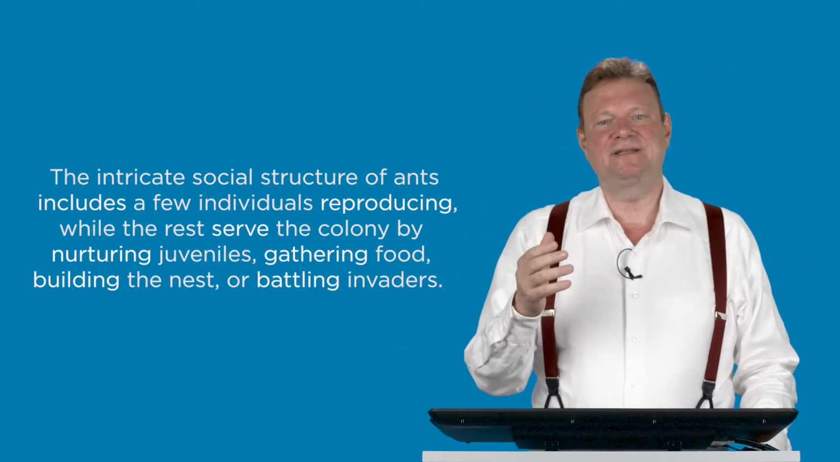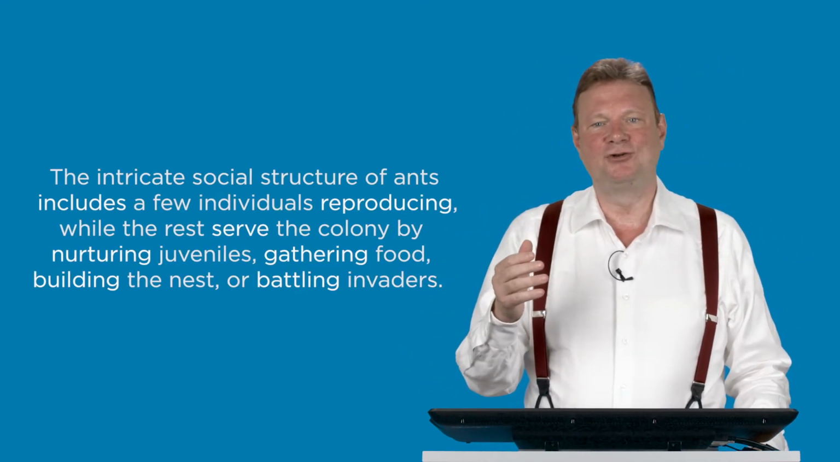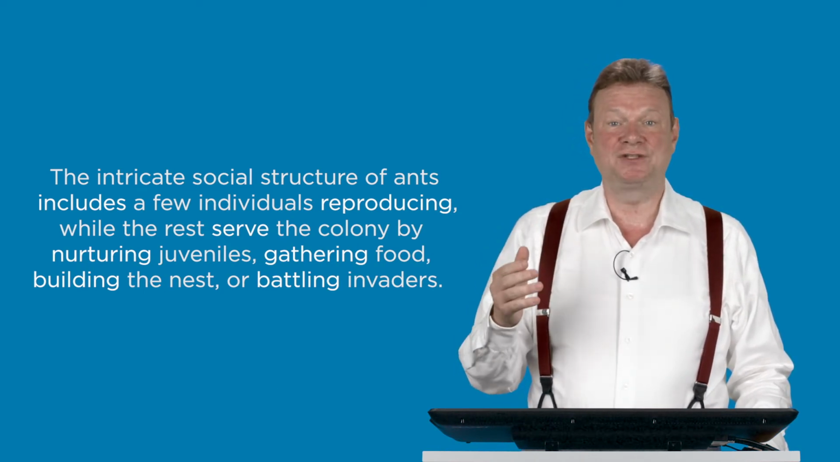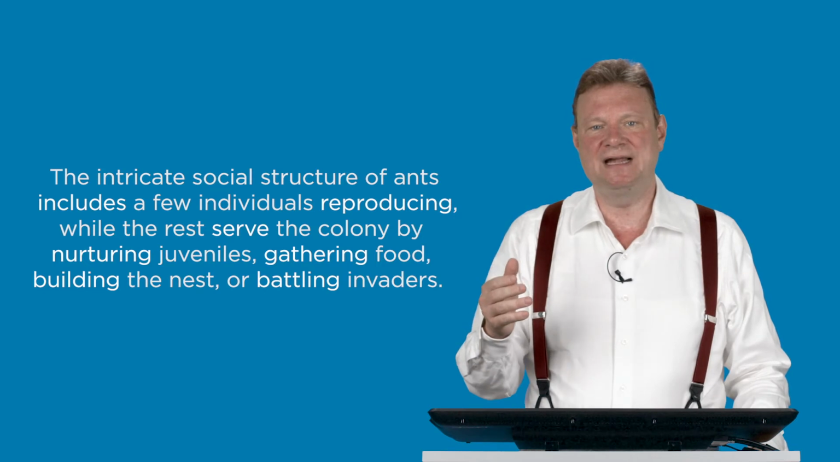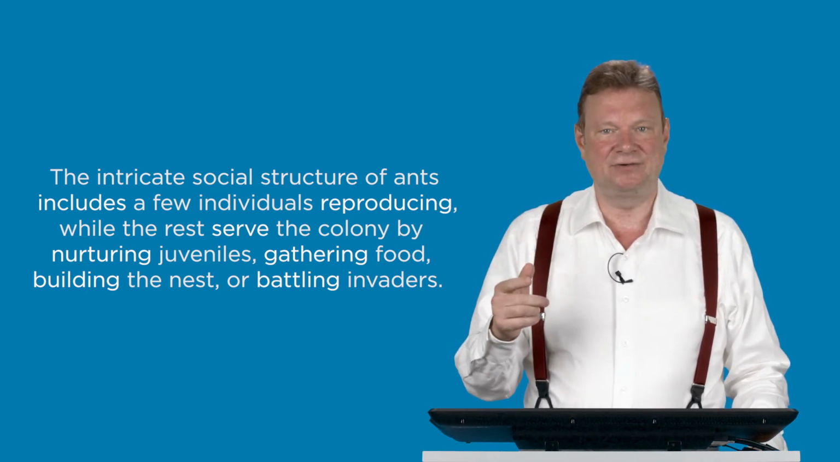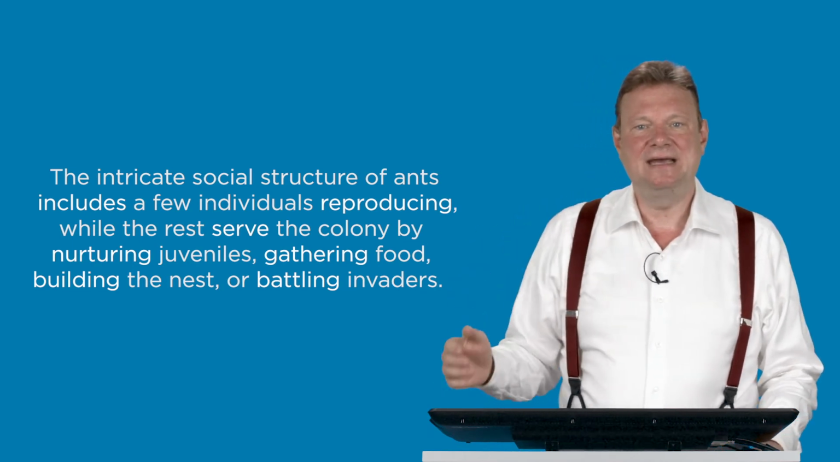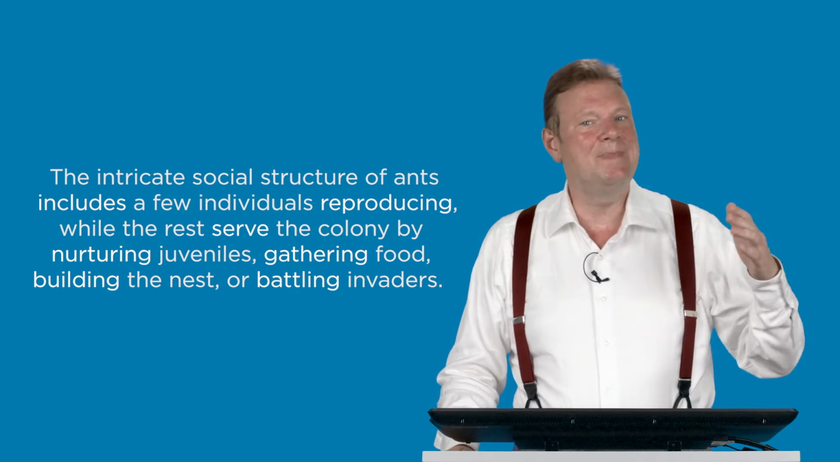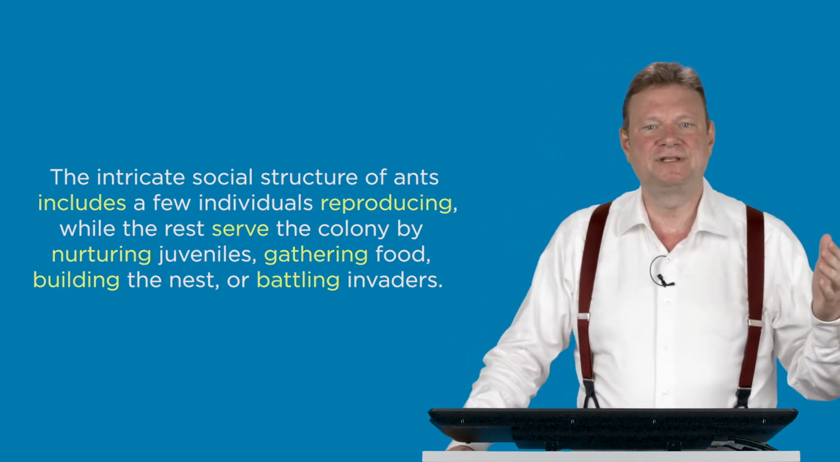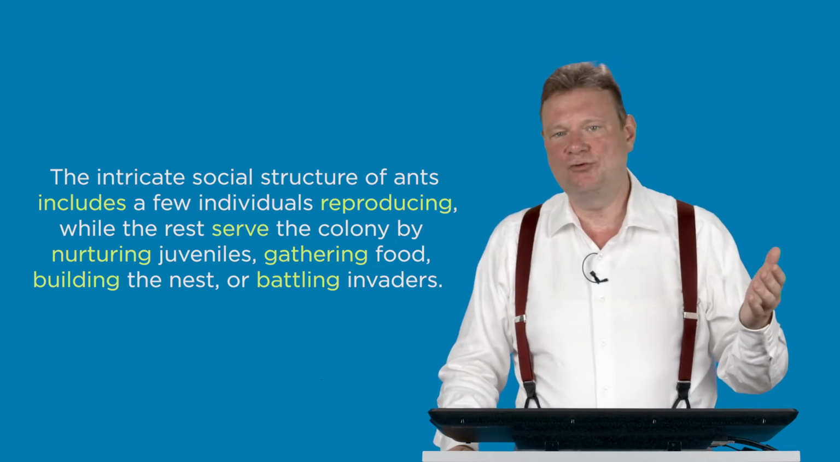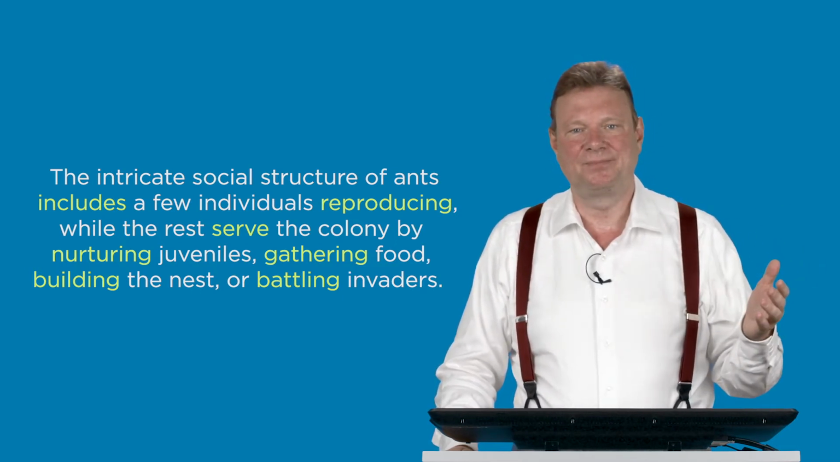Let's look at another sentence. The intricate social structure of ants includes a few individuals reproducing while the rest serves the colony by nurturing juveniles, gathering food, building the nest, or battling invaders. Again, I like to look for any verbs first. In this sentence we see many verbs. Includes, reproducing, serving, nurturing, gathering, building, and battling.